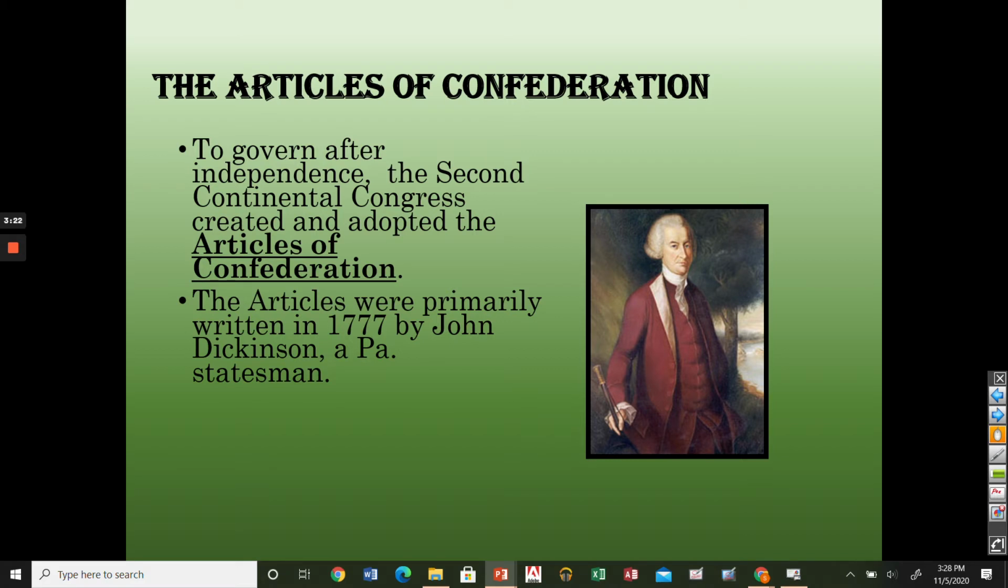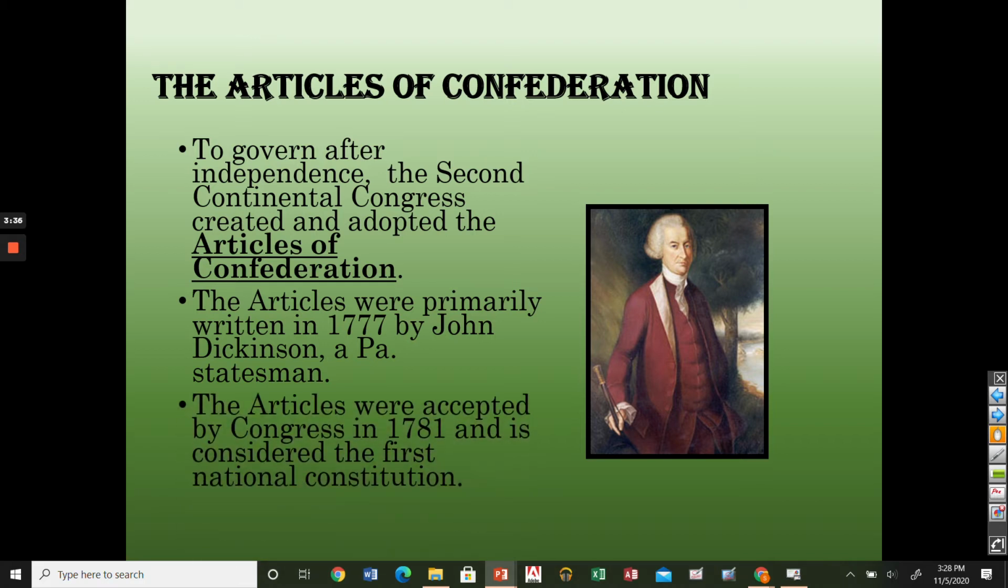Now, the primary author of what came to be known as the Articles of Confederation was a guy named John Dickinson. He was from Pennsylvania. He wrote it in 1777, all right, so the year after the Declaration of Independence was written. However, it's not going to be accepted by Congress for 4 more years until 1781, but it's considered the nation's first constitution. Now, remember this 4-year gap.